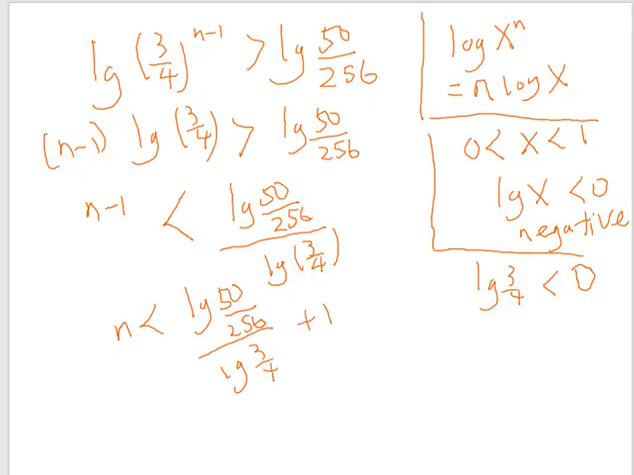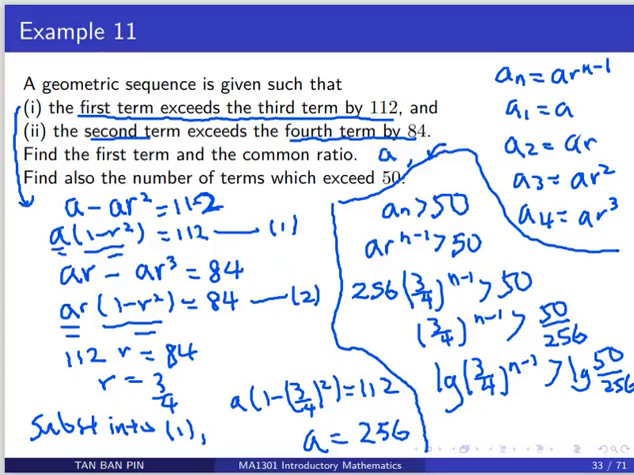So you'll find that this will give you about 6.7. So n has to be less than 6.7. So that means n will be 6. So that means the number of terms that exceed 50 will be A1, A2 until A6. So the answer here, the number of terms, is 6. There are 6 terms, A1 to A6.